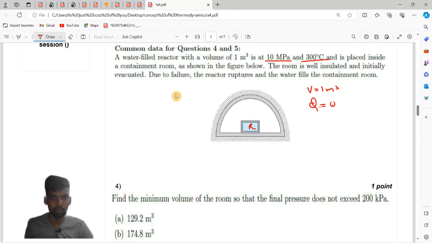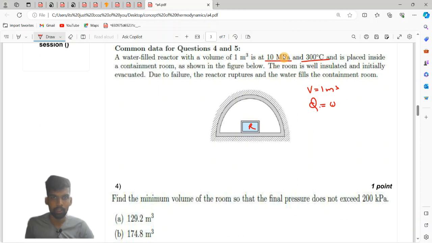Let me read the question completely, then I will tell you. Due to failure, the reactor ruptures and the water fills the containment room. So this is state 1. When water is in the reactor, it is in a compressed state. How did I get to know that?